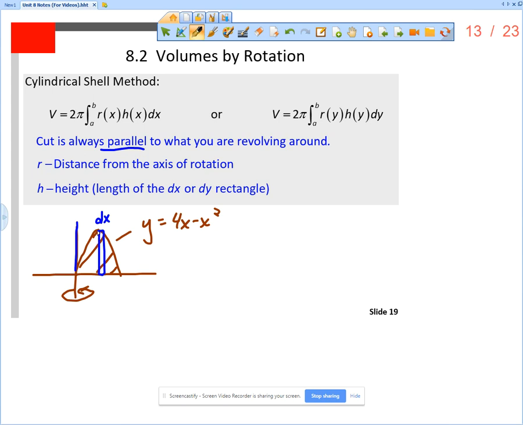Basically, when we revolve this, we're going to get something like this. Now that's just the top edge. So imagine we revolve the bottom edge as well, and remember, these are connected. What we get is what we call a cylindrical shell. Let's look at an animation of this.